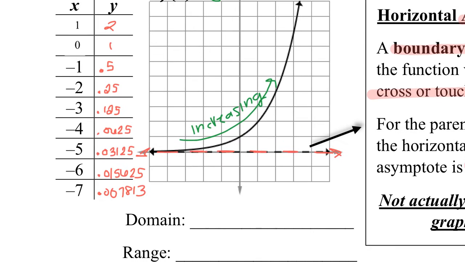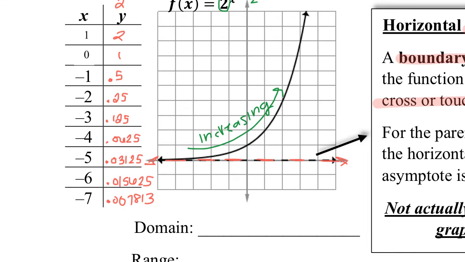So let's talk about our domain. The domain is always dealing with x values, so furthest left to furthest right. Well, this will go left forever, so we say that's negative infinity. Then the furthest to the right is the other side of your graph.